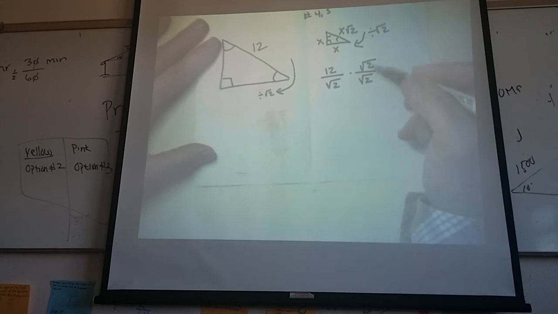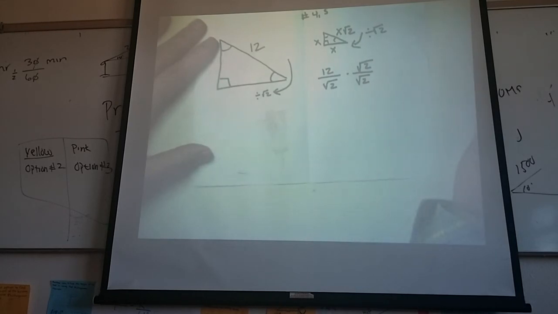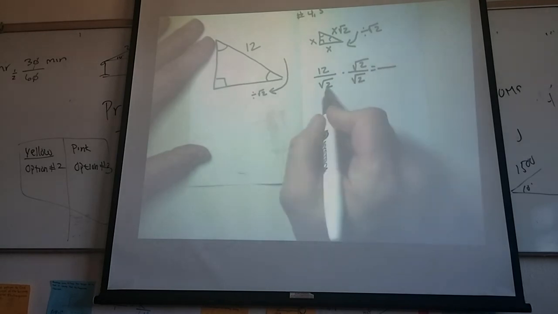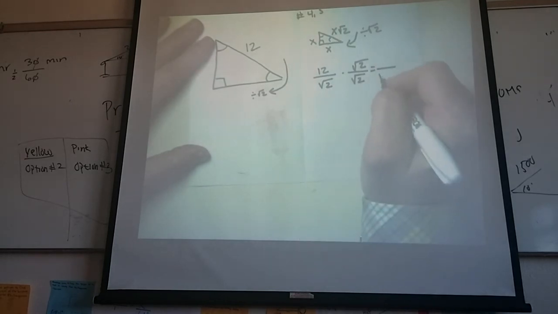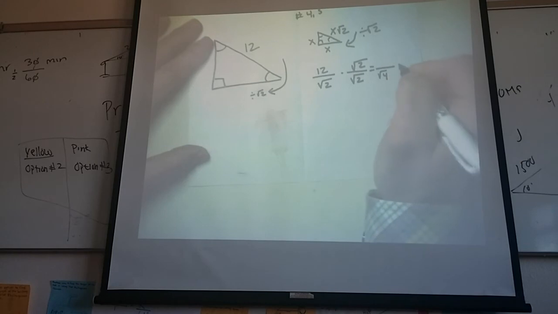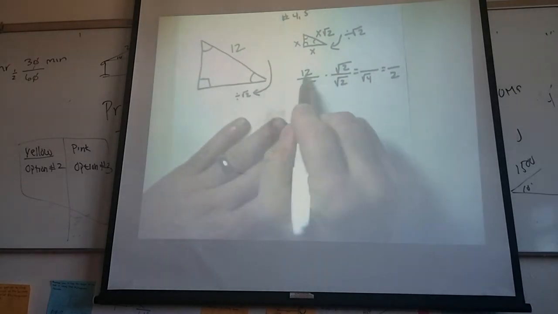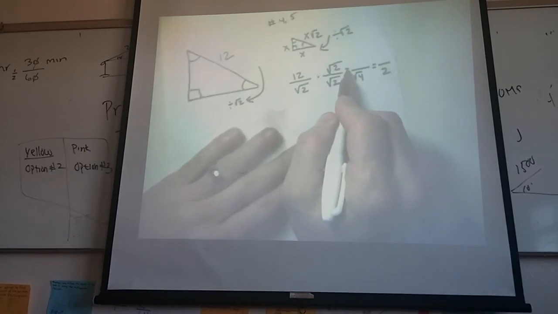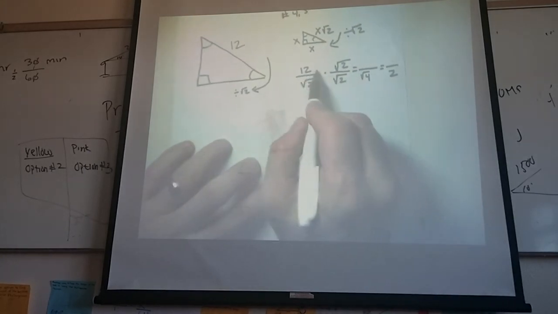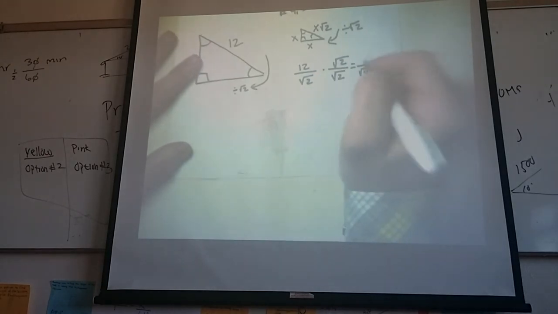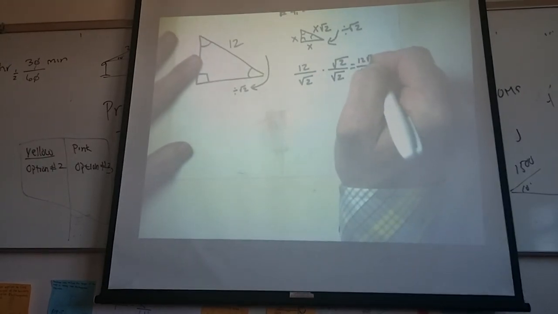There's my 1. Square root of 2 over square root of 2. Now you multiply. 2 times 2 is 4. Square root of 4 is 2. This 12 cannot be multiplied by the 2, because this is on the outside and this is on the inside. So it's going to be 12 square root of 2.